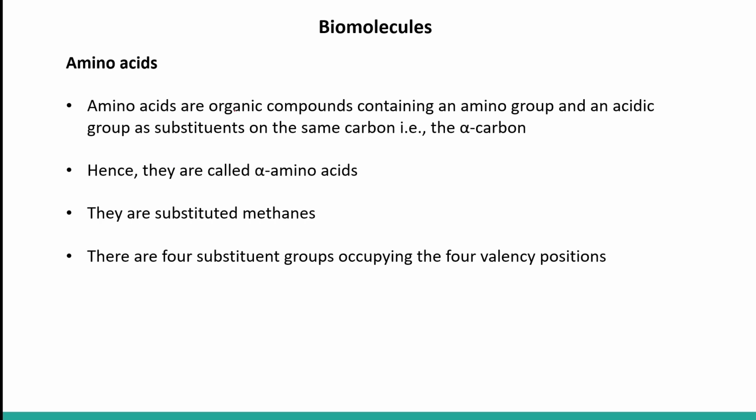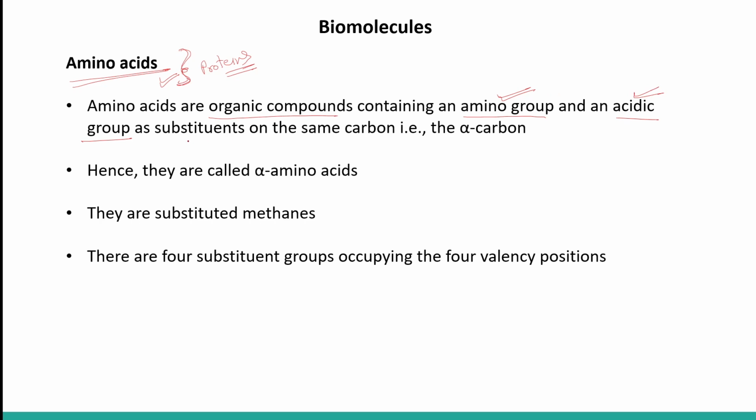Till now we have discussed proteins, carbohydrates and nucleic acids. So this part is left, that is amino acids. Amino acids are very important for the synthesis of proteins. Amino acids are organic compounds containing an amino group and an acidic group. It contains two very important groups, the amino group and the acidic group.